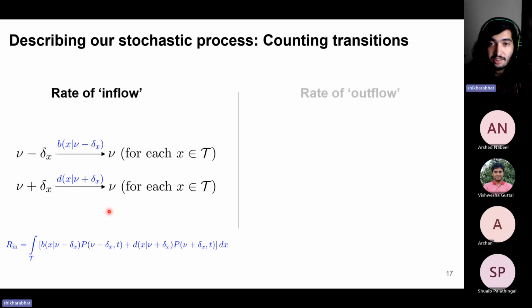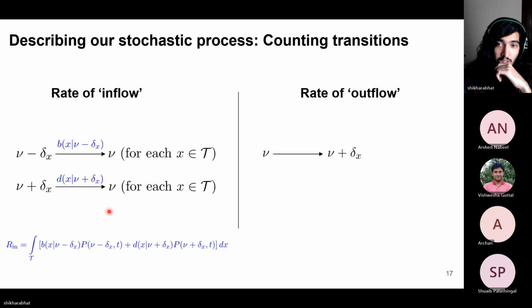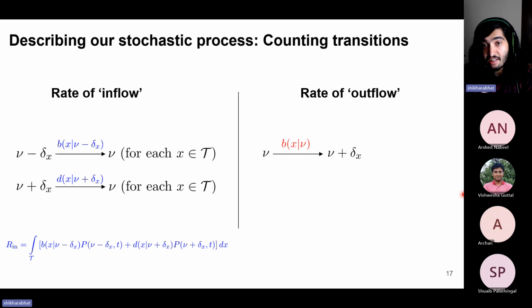I can also calculate the rate of outflow in a similar way. Given a population nu, I can flow out of this population through birth of a type X individual, which is a Dirac delta at X. And this birth happens at rate B of X given nu. I can also transition through deaths from nu to nu minus delta X at a rate D of X given nu.